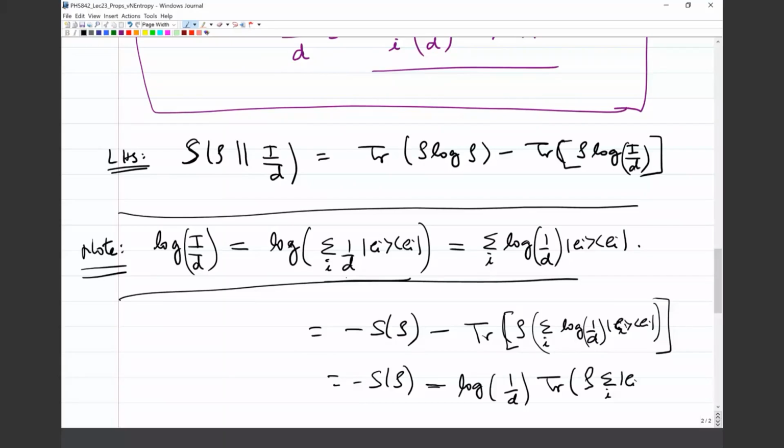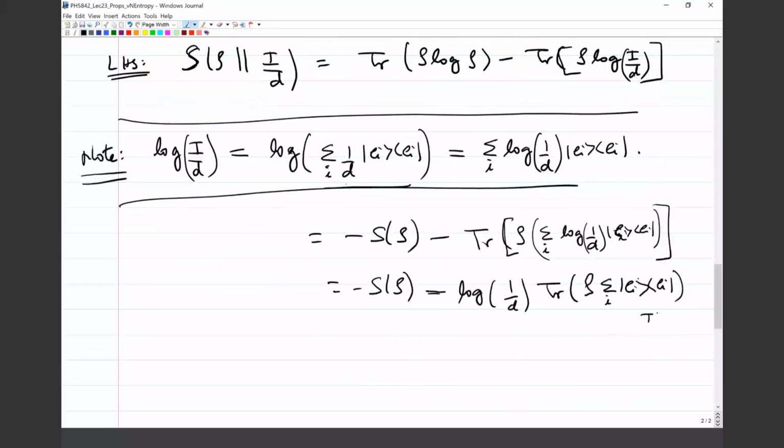What is that? Sum over i of |e_i><e_i| is the identity. Exactly. And then trace rho is 1. So this is just minus S of rho plus log d, which is greater than or equal to 0, which then means that log d is always greater than or equal to S of rho, or S of rho is always upper bounded by log d.